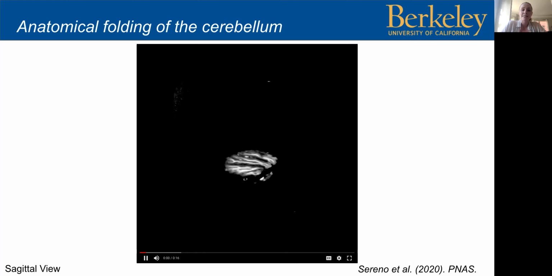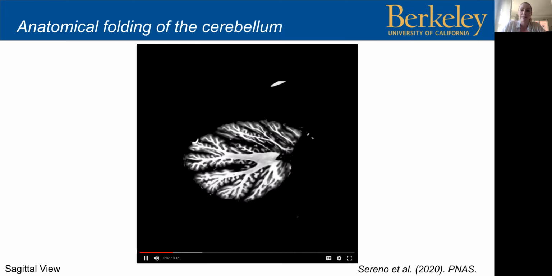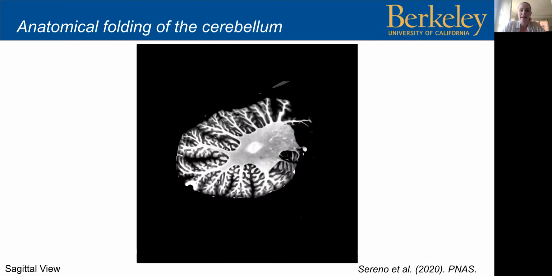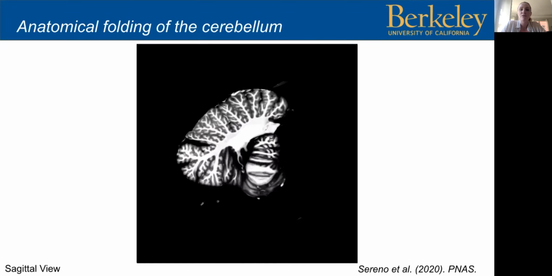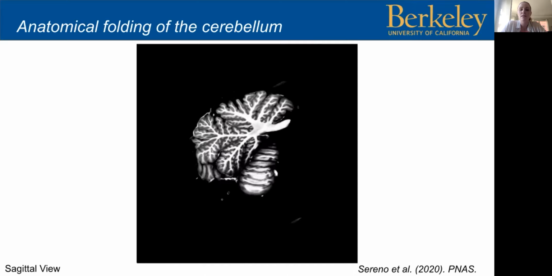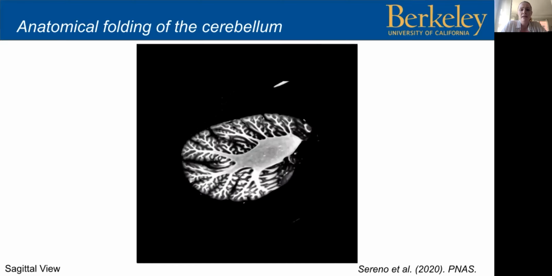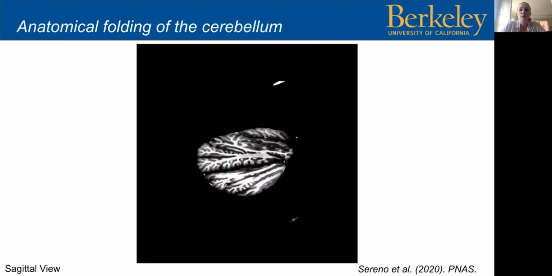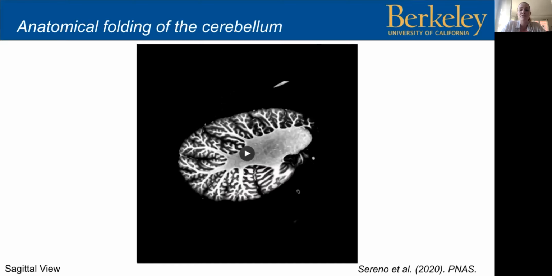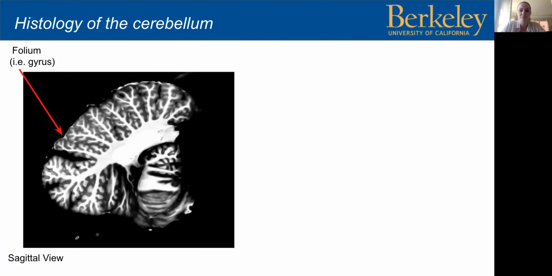Now, one important difference between the architecture of the cerebellum in contrast to the cerebral cortex is the incredibly tight folding of the cerebellum, which you can see clearly illustrated here in the sagittal slice through the cerebellum. And this tight folding is a very important feature of the cerebellum that introduces unique neuroimaging challenges, which I'll discuss later. So the foldings of the cerebellum are called folia, and they're approximately 1 to 2 millimeters in width.